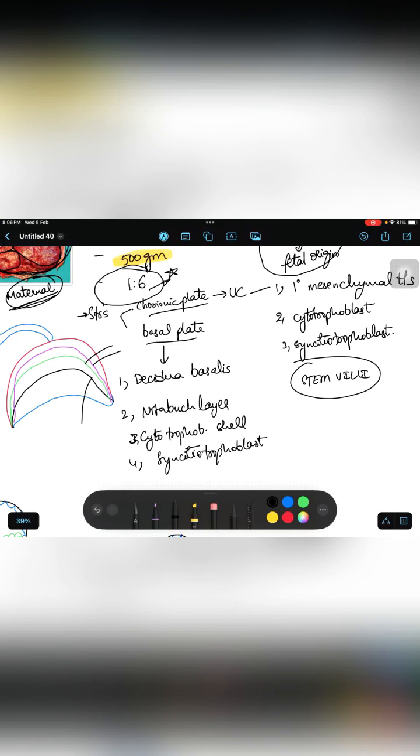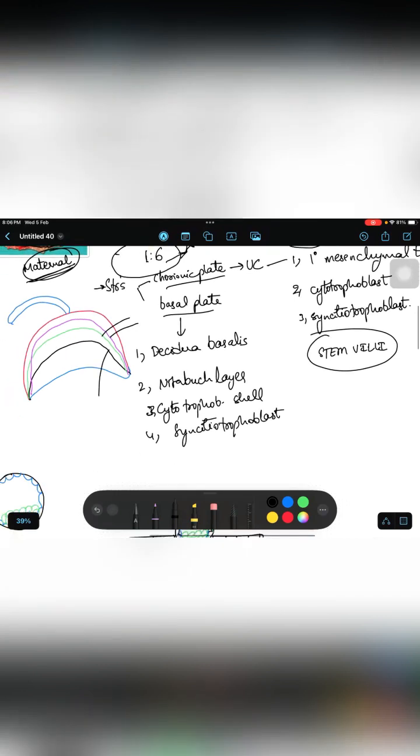This is easy if we go through the development of the placenta. So this will be discussed in this class only. So don't worry about the nomenclature.